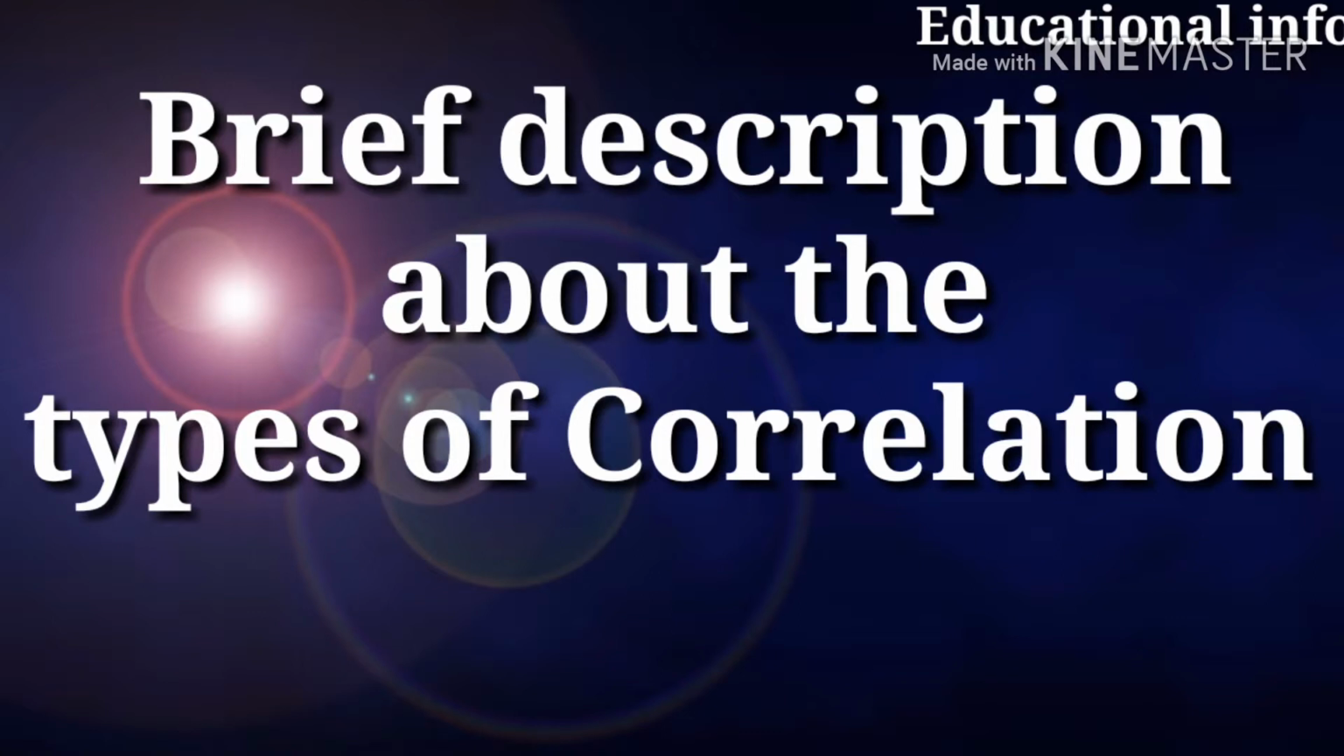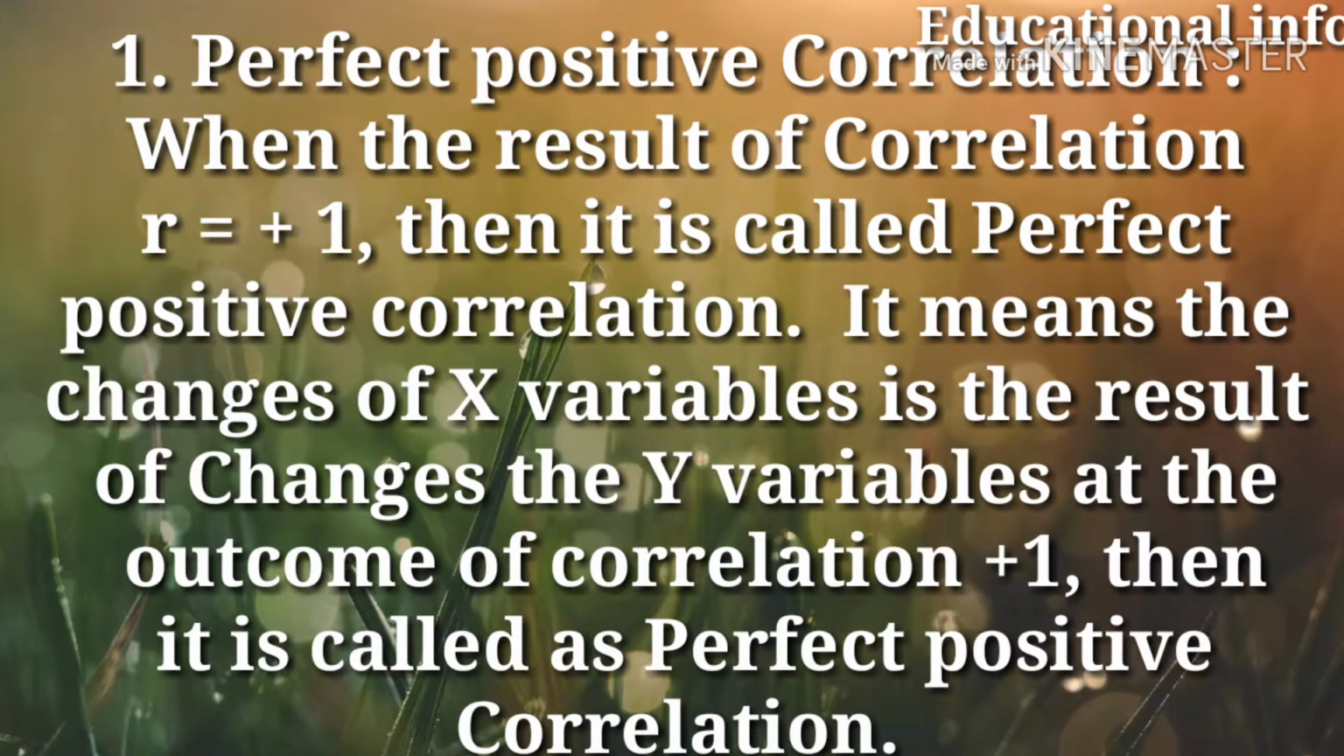Now there is a brief description of the types of correlation as mentioned above. First one is the perfect positive correlation. When the result of the correlation r is equal to +1, then it is called the perfect positive correlation. It means the changes of the x variable are the result of the changes of the y variable, at the outcome of correlation +1.